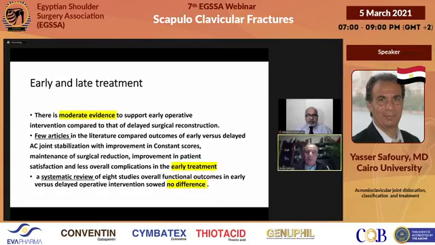First issue is early and late treatment. What is important? There's moderate evidence in the literature about early treatment, but most of them recommend early treatment. Others, in a systematic review, found that there's no difference between early and late treatment.